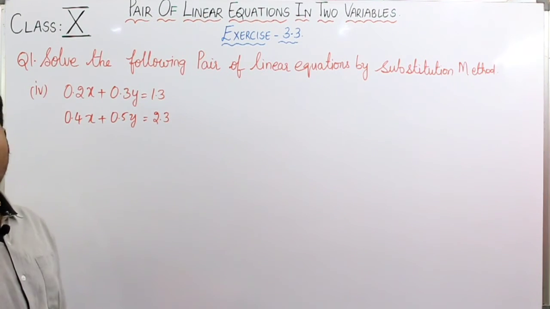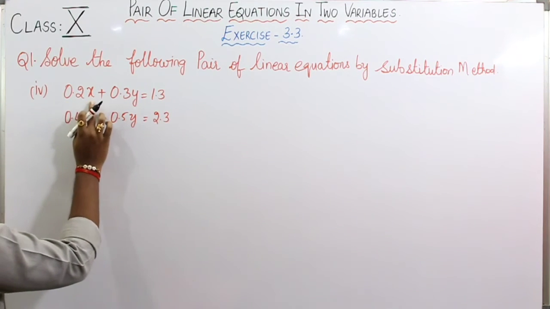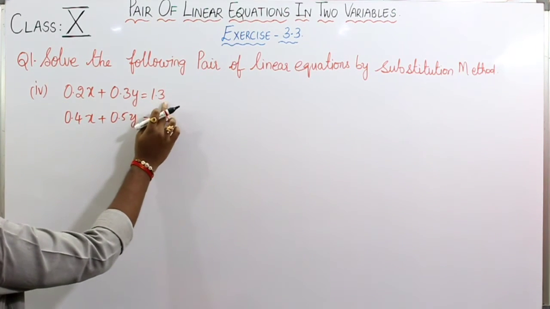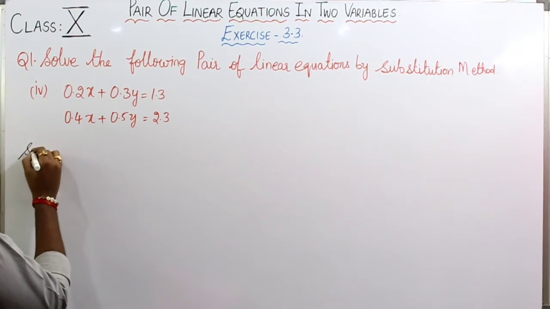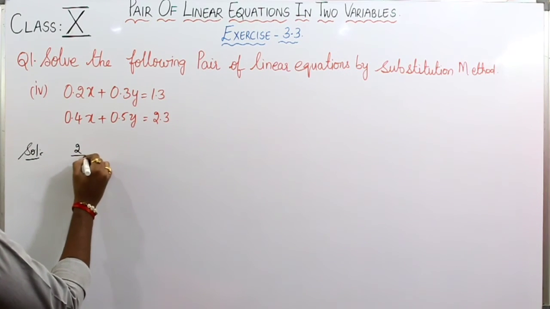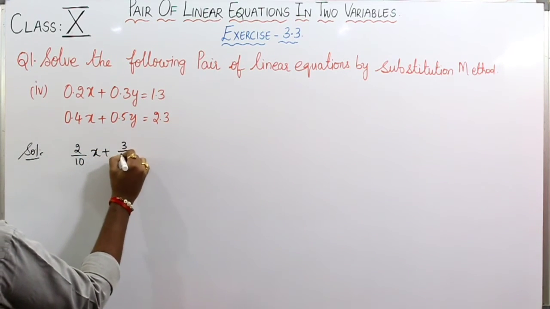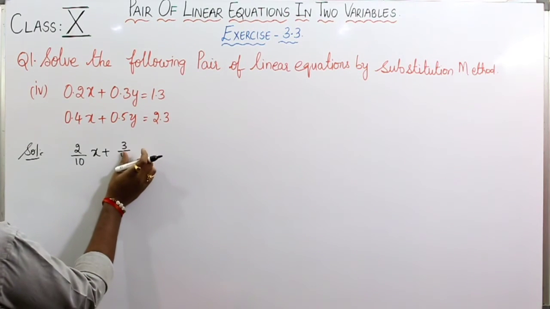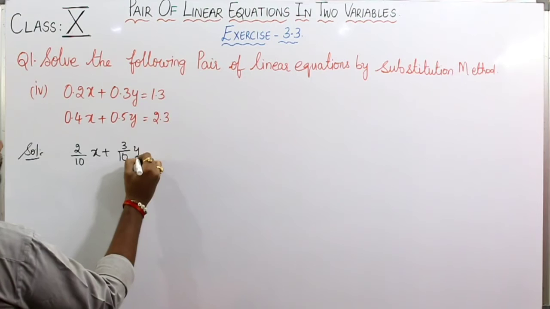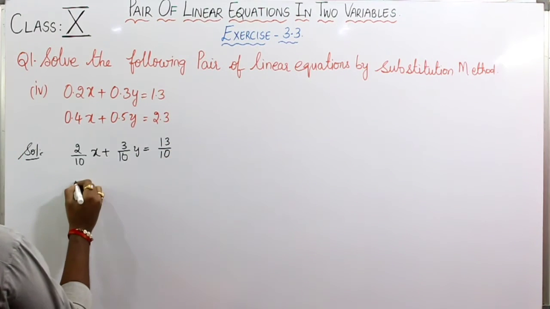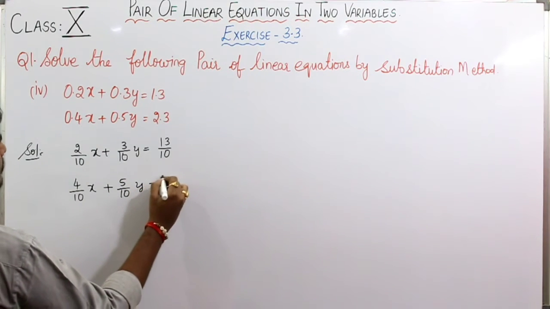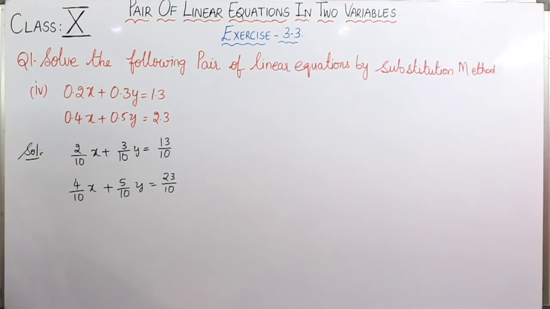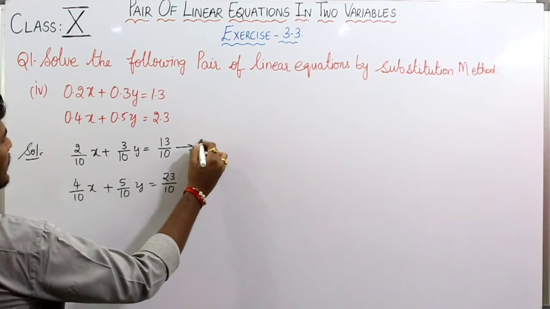Now the fourth problem of this exercise, that is 0.2x plus 0.3y is equal to 1.3, 0.4x plus 0.5y is equal to 2.3. So first let us write this as 2 by 10 x plus 3 by 10 y is equal to 13 by 10. Next equation will become 4 by 10 x plus 5 by 10 y is equal to 23 by 10. So I have everything in the denominator as 10. So let us multiply these equations by 10.